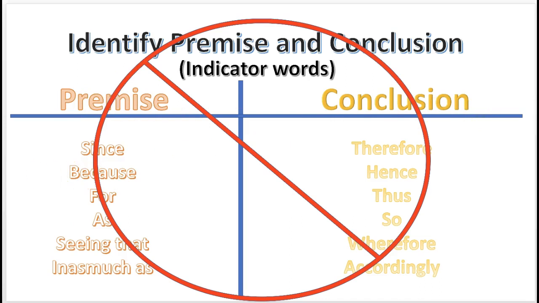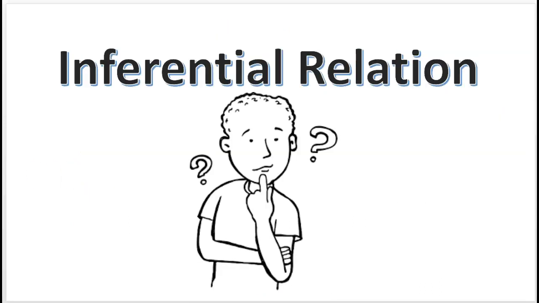Now, what do we do in this situation? Well, this is where the inferential relation comes in. And that is, you must look for an inferential relation among the statements, among the premise and conclusion. The meaning of the statements should reveal the conclusion.